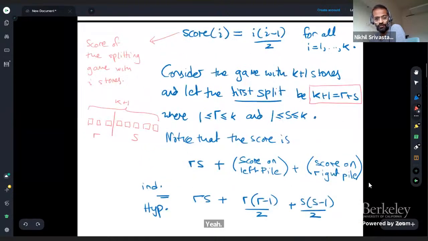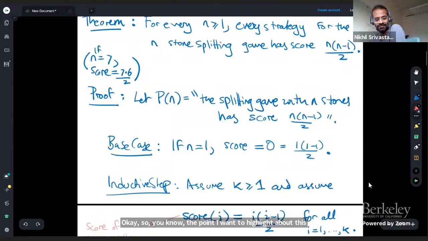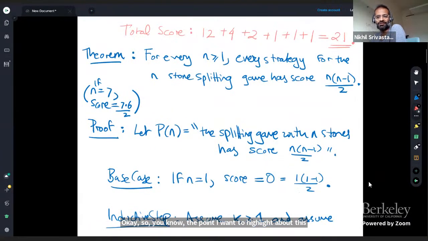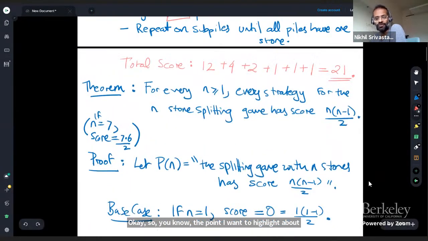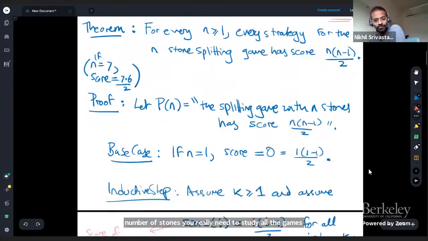Okay. So the point I want to highlight about this is, in order to understand the game on 7 stones, you really need to broaden your viewpoint and study the game on n stones. I don't know any easy way to prove this with just some fixed number of stones. You really need to study all the games together so you can do induction.